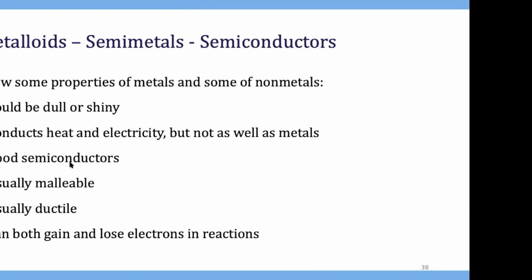Okay, we have our semi-metals, right? Again, here, the semi-metals, they can be dull, but they can also be shiny. They could conduct heat and electricity, but maybe not as well as the metals. So they are generally good semiconductors. Generally, they're relatively malleable, sometimes usually ductile, and we also see some loss and gain of electrons.